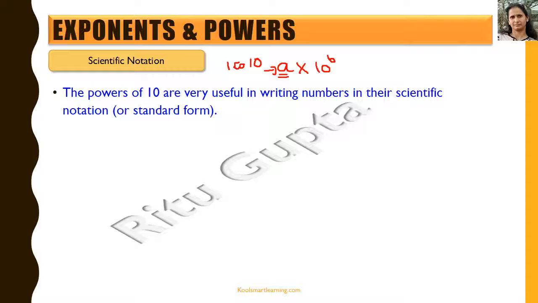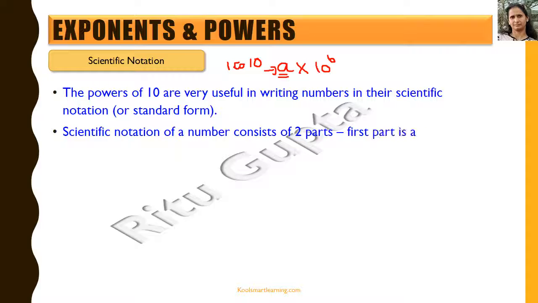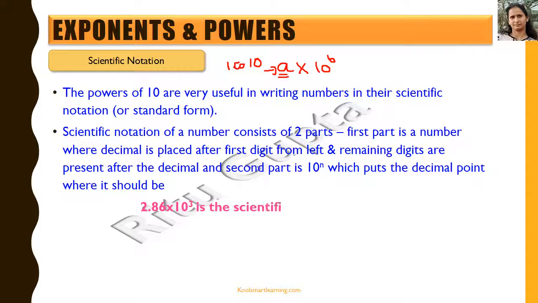So the powers of 10 that we just talked about are very useful in writing numbers in their scientific notation. As we just discussed, the first part is a number between 1 to 10, and it could be a decimal number, where the decimal is placed after the first digit from the left and the remaining digits are present after the decimal.